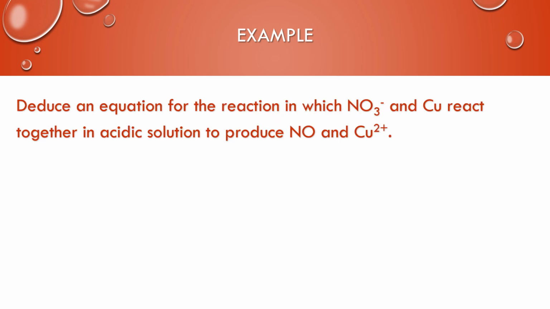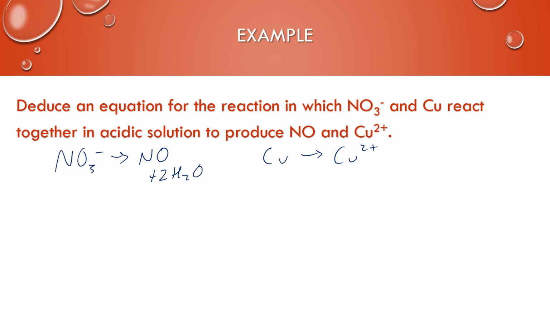Okay, so now we need to balance the reaction for NO3- and copper reacting in acidic solution to produce NO and Cu2+. I'm going to write it as two half reactions first. Then I need to balance any atoms that are not oxygen and hydrogen, which are already balanced. I have the same number on both sides. Then I balance oxygens using water. I need 2 water molecules on this side, and the other half reaction is good.